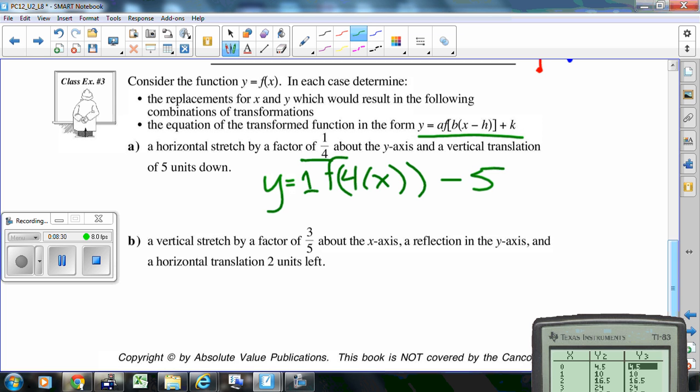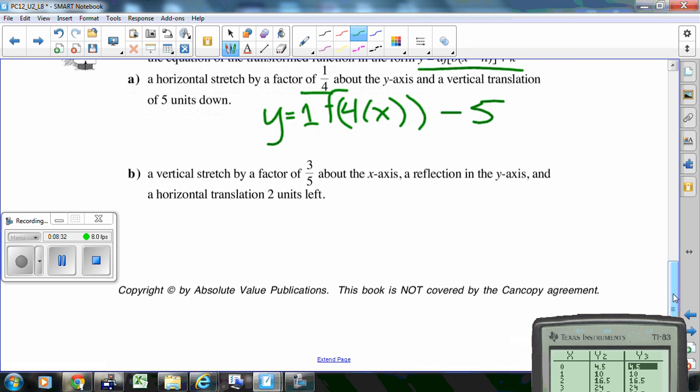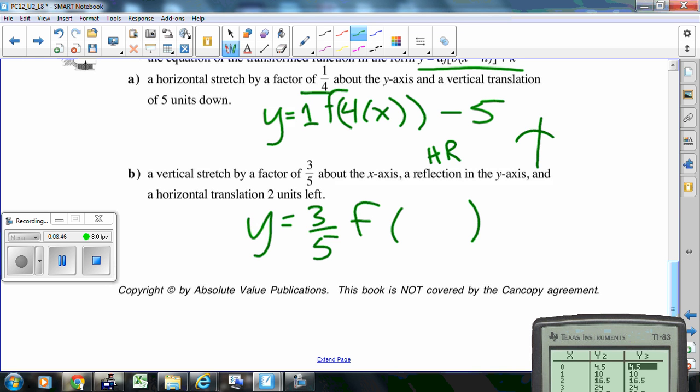Here I have vertical stretch by a factor of 3/5. So my a value is 3/5. A reflection in the y-axis, which is actually a horizontal reflection. Right, here's my y-axis. If I reflect over that, it's actually happening horizontally, so that's going to become negative. And then I need to put brackets around my x, and I'll show you why that is in just a second. Horizontal translation, 2 units left. There. And no vertical translation.